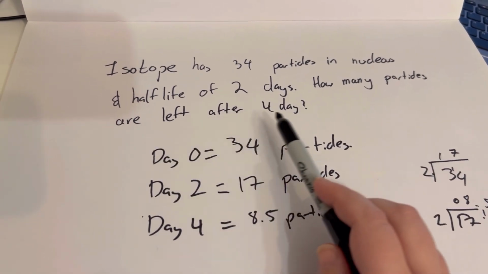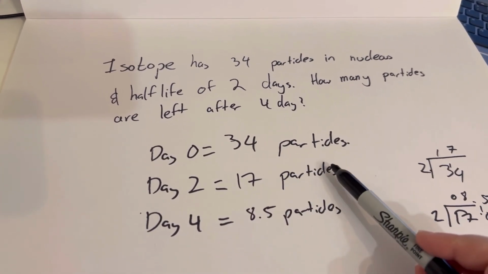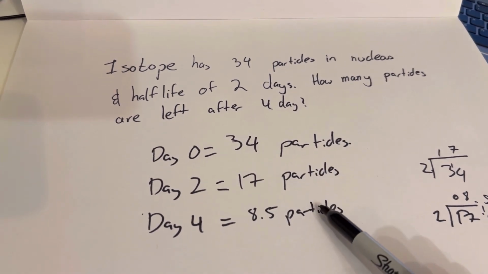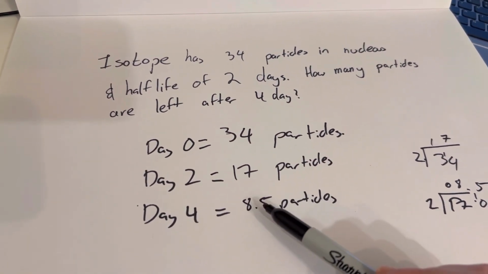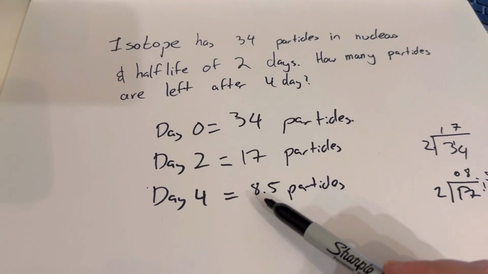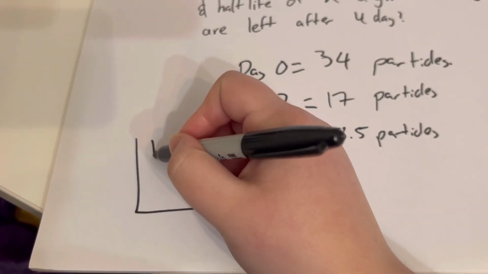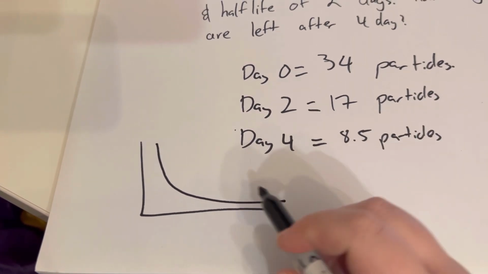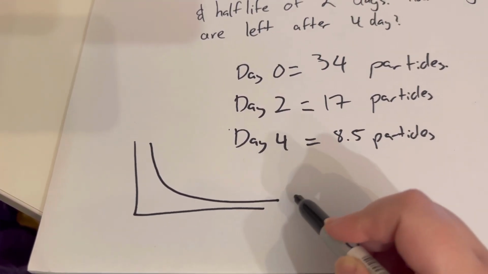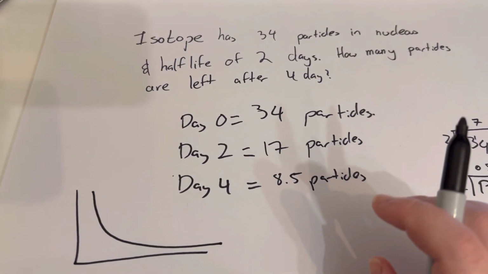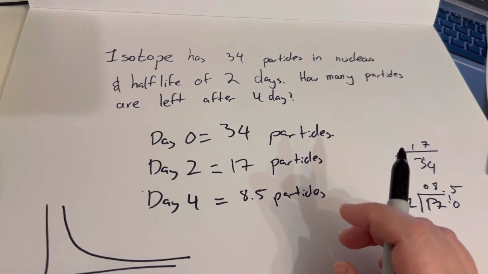So how many particles are left at day 4? First time round, we drop half, so it's left with 17 particles. Second time, we halve that number again, so it's 8.5 particles. If we draw that on a graph, it is going to look something like this. Now, it will never hit 0 because it just keeps dividing until it's smaller, and it will never hit 0. That is something that you need to remember.